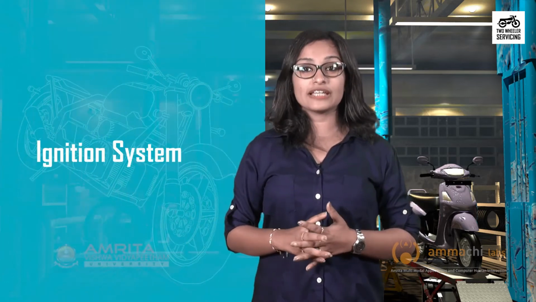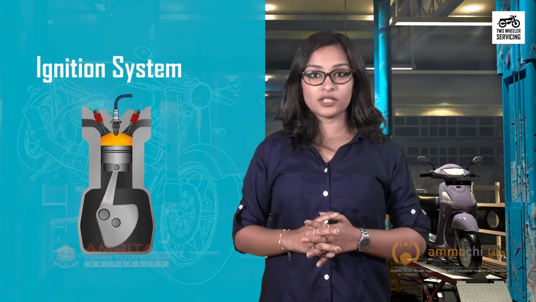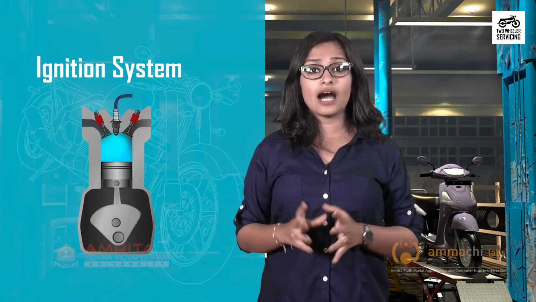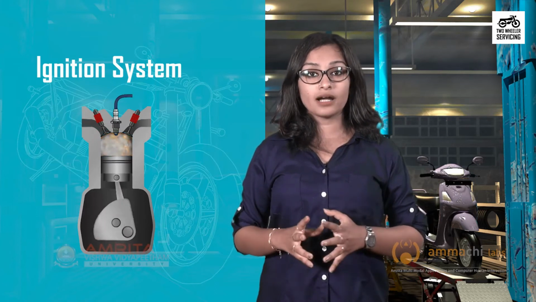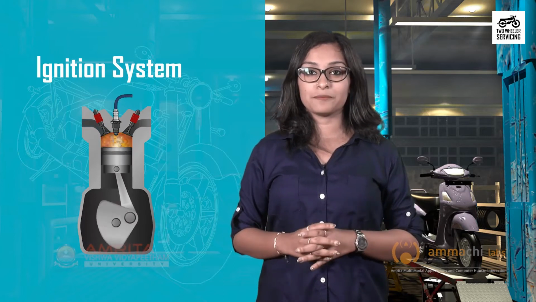The purpose of the ignition system is to create a spark that will ignite the fuel air mixture in the cylinder of an engine. Initially, it creates a high voltage to produce spark in spark plug. Then, it controls the timing which ensures spark is generated at right time.